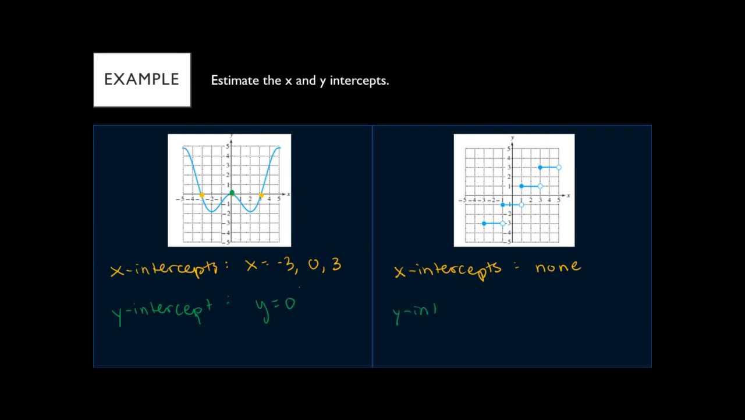For the y-intercept, it does right here at -1. So that would be y equals -1. Any questions so far?